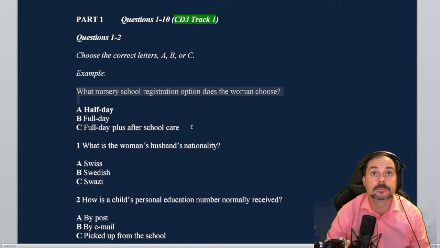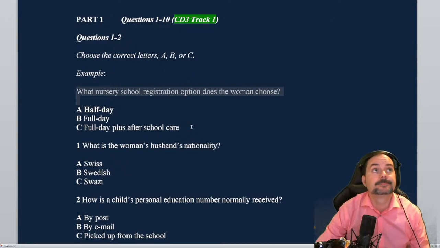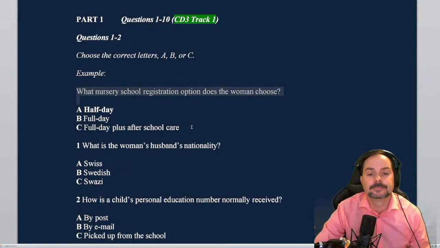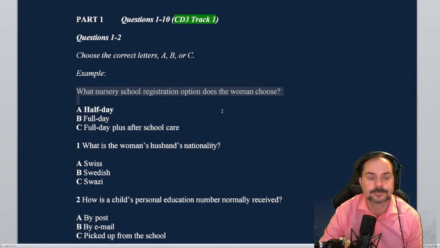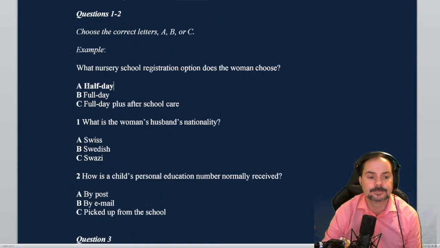Good afternoon, Monterey Primary, Jane speaking. Hello, my name is Diane Johnson. I was hoping to register my daughter for nursery school at Monterey Primary. Of course, Miss Johnson. Would you like to register your daughter for full-day nursery school, or half-day, or full-day plus after-school care? Oh, just the half day. I don't think Matilda could handle a full day away from home just yet.